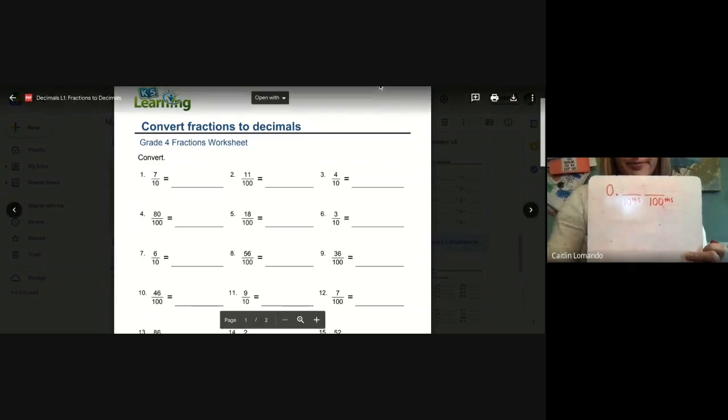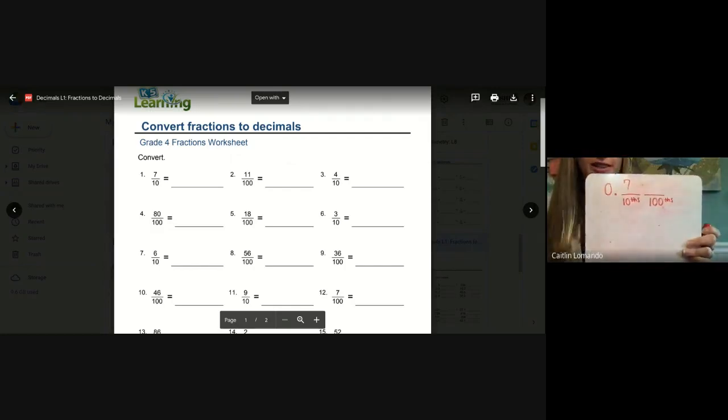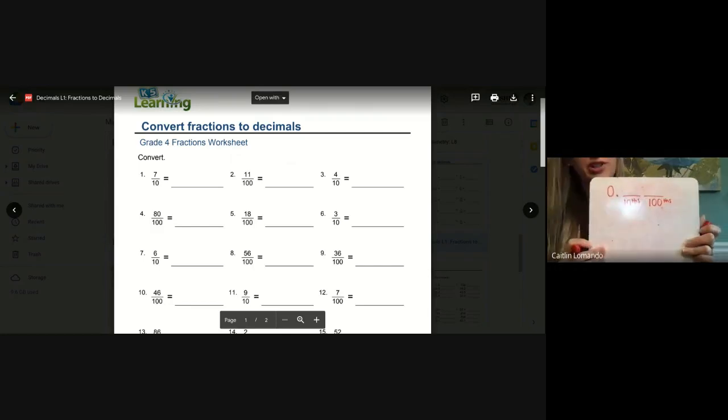So here, when we are saying for our first one, number 1, 7/10, we put a 7 in the tenths place. That's easy. It's just 0.7. We say 7/10. Let's look at number 2.